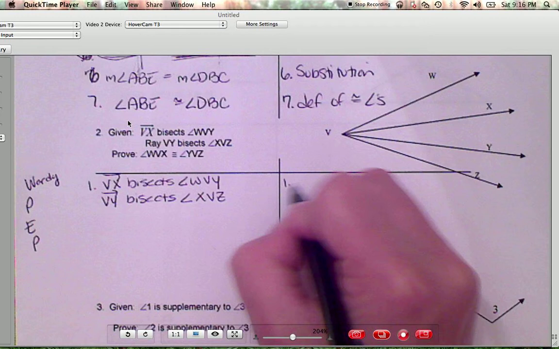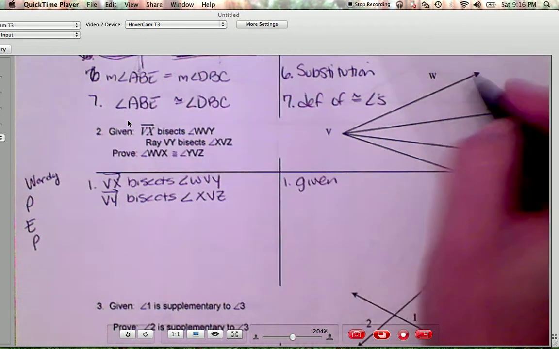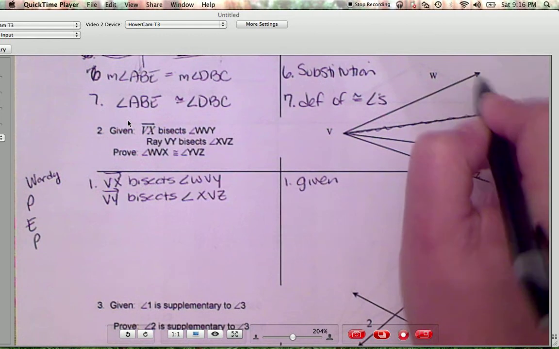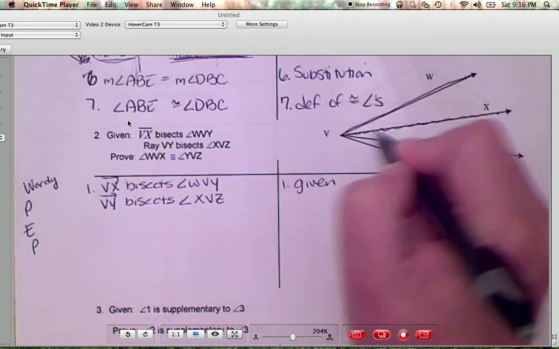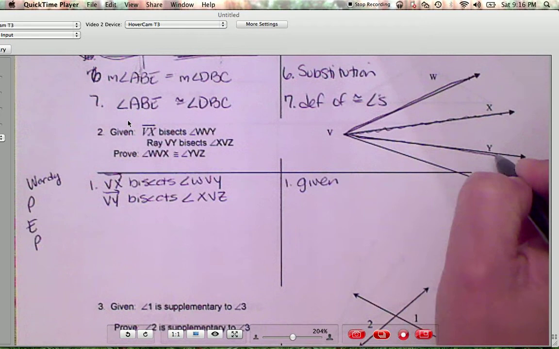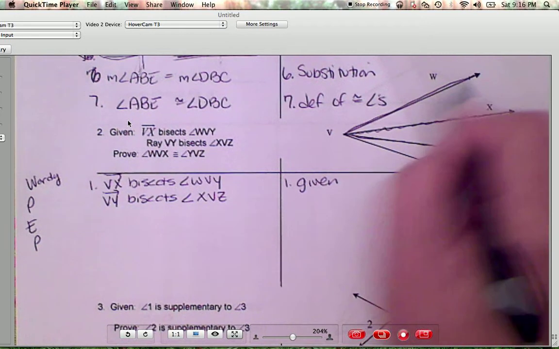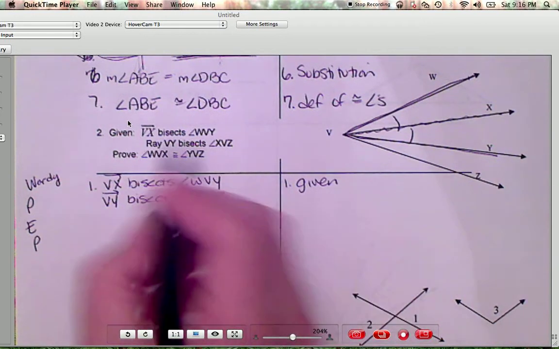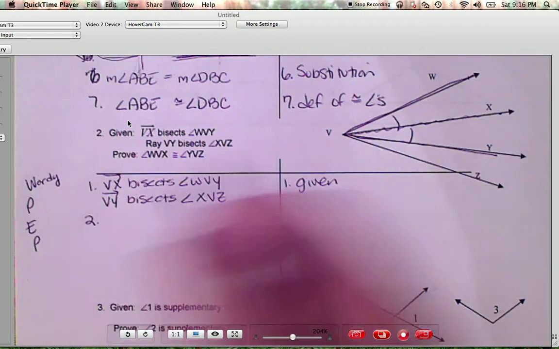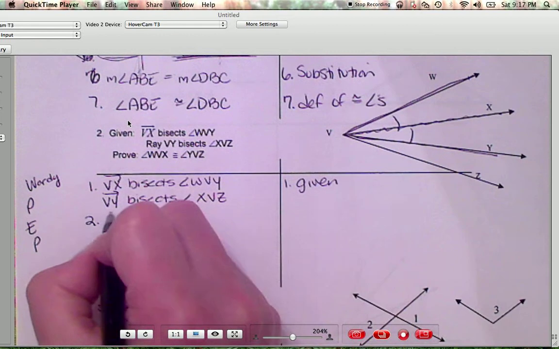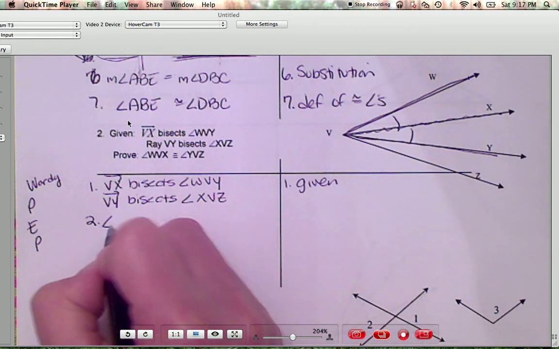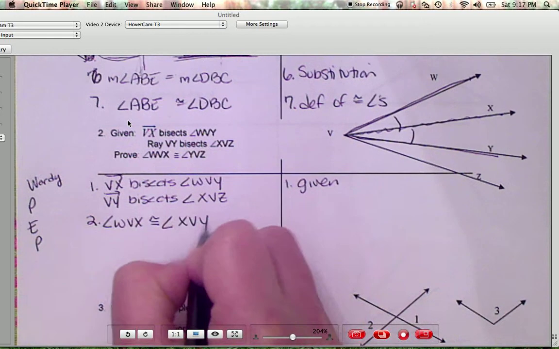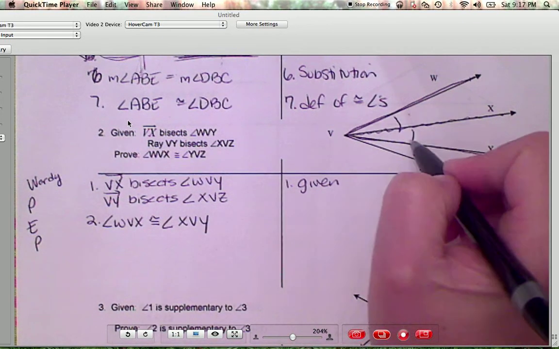Now if we look at the picture, if Vx, this guy, bisects this angle, then that means that's the knife that's cutting this angle in half, which means these two angles are congruent. So when we undo this wordy statement, that's what I mean by that. We're going to change it to say angle WVX is congruent to angle XVY. This angle is congruent to this angle.